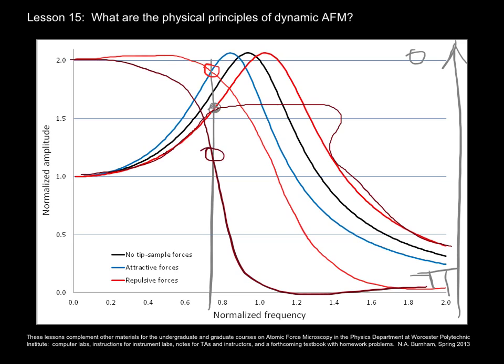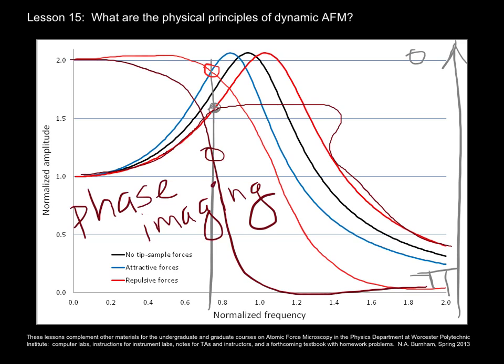So we can separately make an image of the phase while the set point amplitude is remaining the same, and this is called phase imaging. And it's used quite a bit because there can be some very good contrast in phase images because of the steepness of change of the phase angle near resonance.